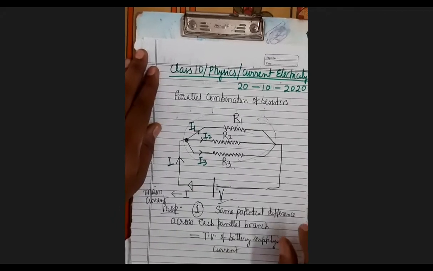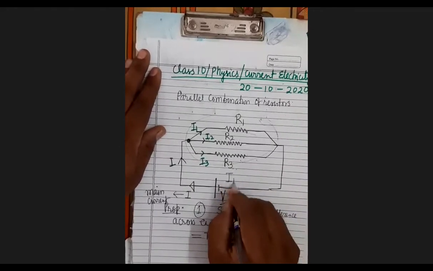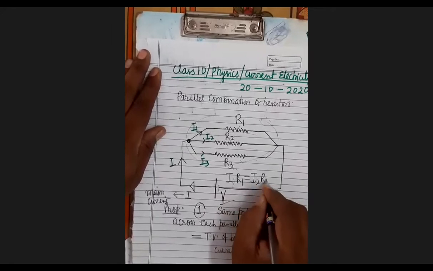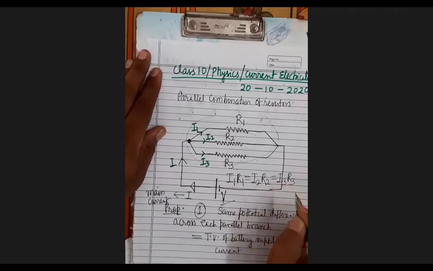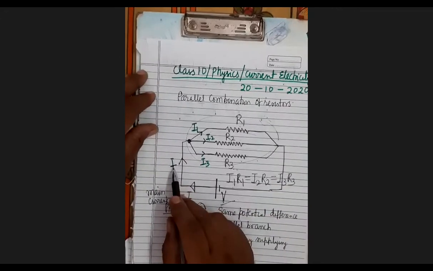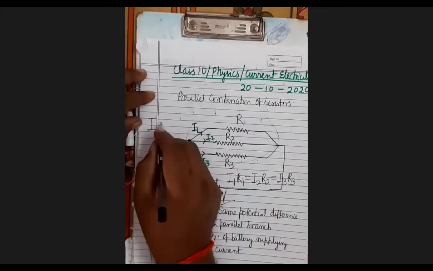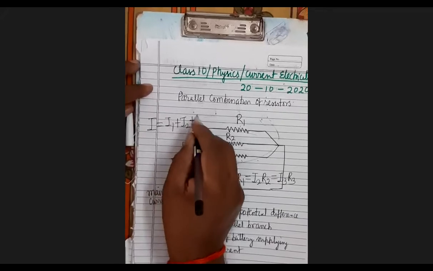It's clear. Now see here, also remember that I1 R1 equals I2 R2 equals I3 R3. What's the total current? Total current I equals I1 plus I2 plus I3.